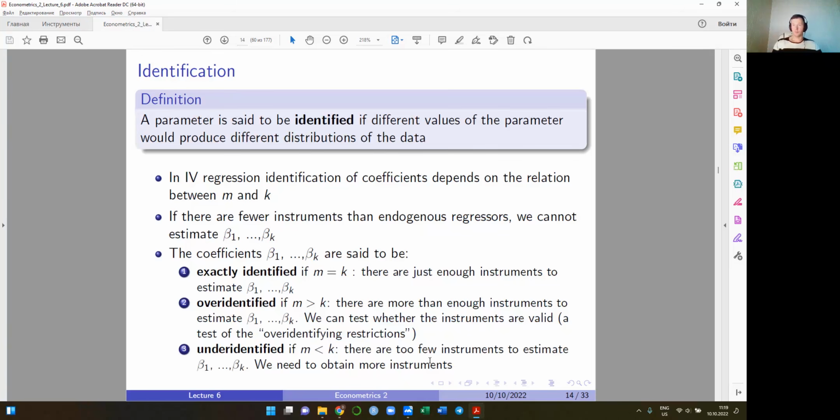And the worst case is when we have under-identification, when the number of instruments is less than the number of endogenous variables. In this case, we have no other choice but to obtain more instruments to have at least exact identification. Because otherwise you will have multiple choices for betas. Your estimate of beta might be like 2 and 10, and you will not be sure which one is closer to reality.